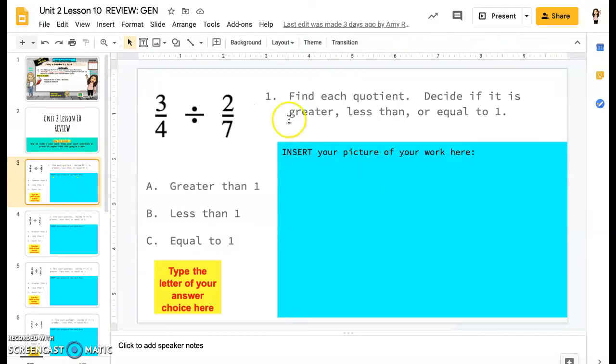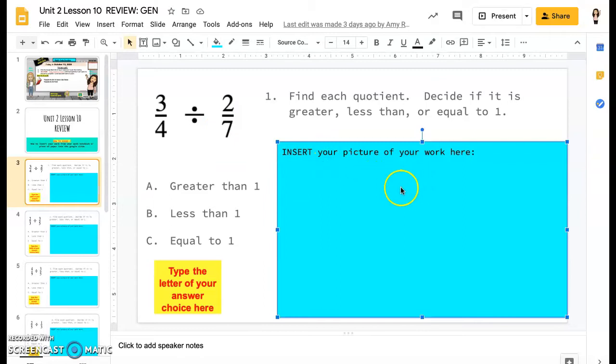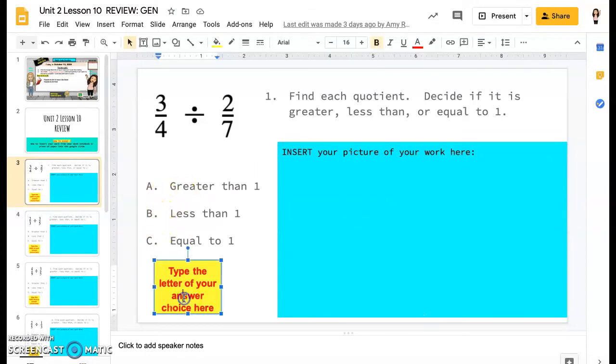Number 1, find each quotient. Decide if it is greater, less than, or equal to 1. So your problem is 3/4 divided by 2/7. Remember, keep it, change it, flip it. Once you have solved the problem, you're going to now insert a picture of your work in the blue box here. Then you will select A, B, or C and type the letter choice in the yellow box over here.